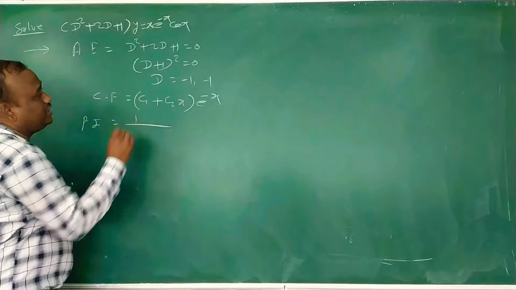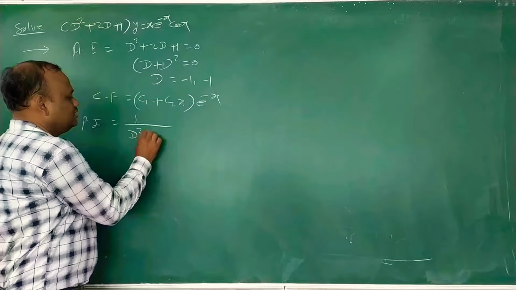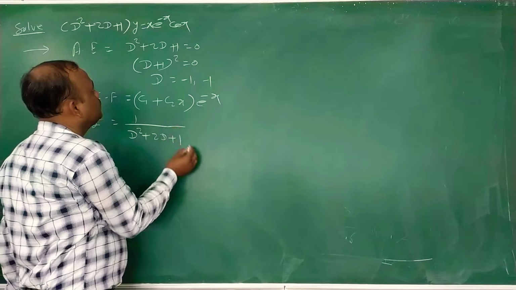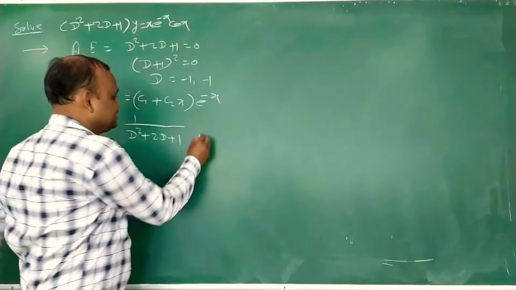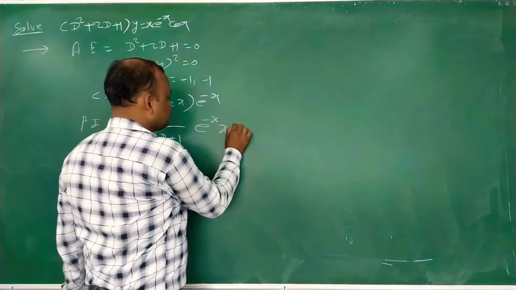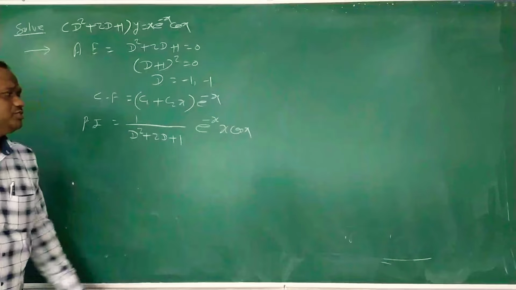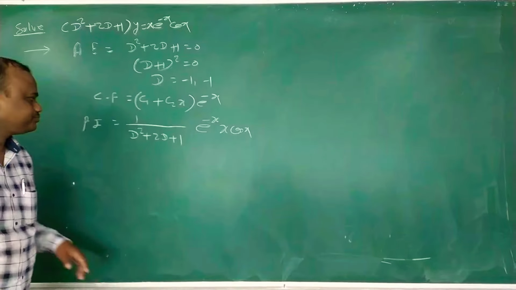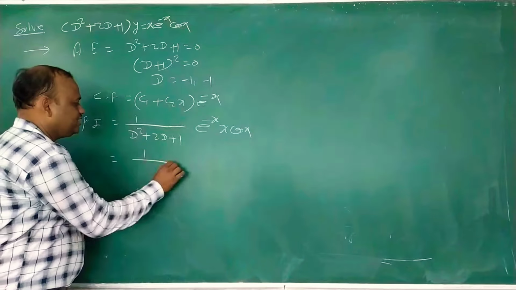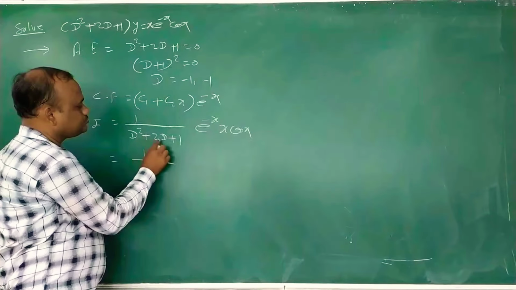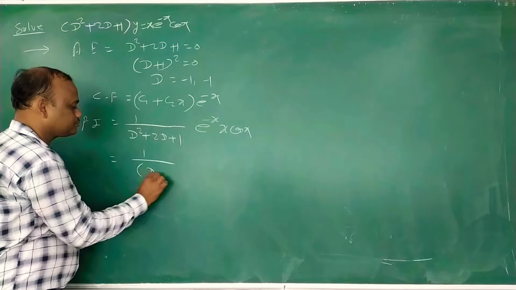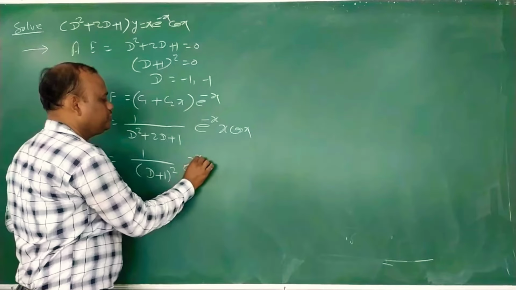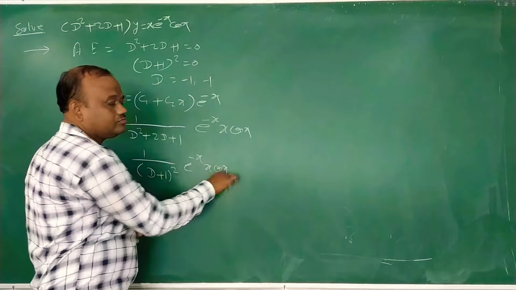So particular integral, we know that 1/φ(D), that is 1/(D² + 2D + 1) into x e^(-x) cos x. We can also write this as e^(-x) into x cos x, then you can use the formula for e^(ax) into v. If you write one more step, because a is -1 and D² + 2D + 1 is the perfect square of (D + 1), so 1/(D + 1)² into e^(-x) x cos x.